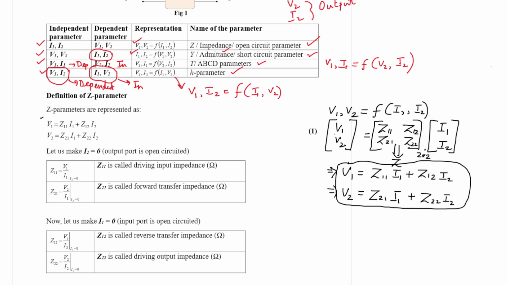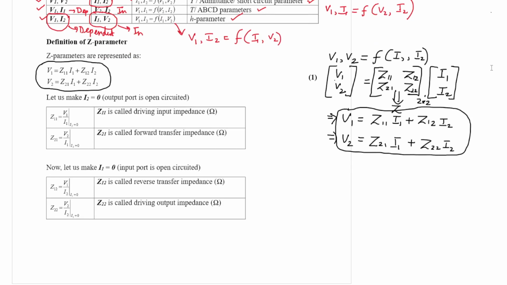Exactly as it is written here: V1 is equal to Z11 I1 plus Z12 I2, and V2 is equal to Z21 I1 plus Z22 I2. These two equations are the fundamental relations representing the voltage and current relation. Now how to define these Z parameters? There are 4 Z's actually.